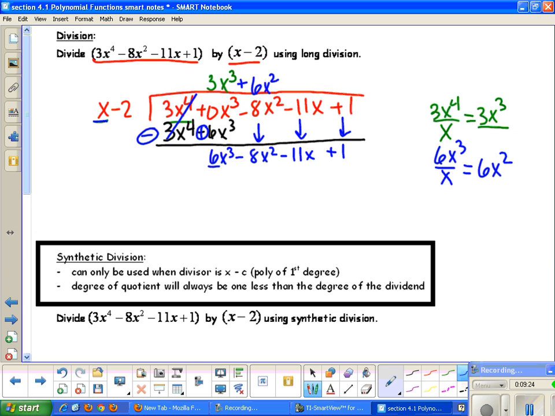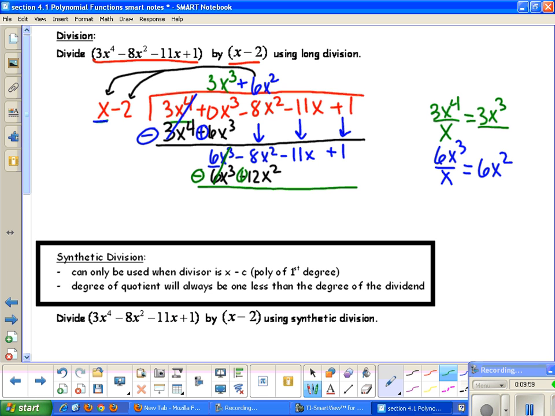And then I do my next step, which is multiply. So I take this 6x squared and multiply it by this term here, and then by this term. So 6x squared times x gives me 6x cubed, which we did on purpose to match it up. And 6x squared times negative 2 gives me negative 12x squared. And then remember, we are going to change our signs, so this would be minus and this becomes plus, and then this term cancels out, which we did on purpose.